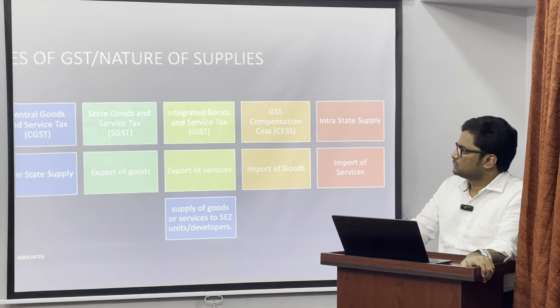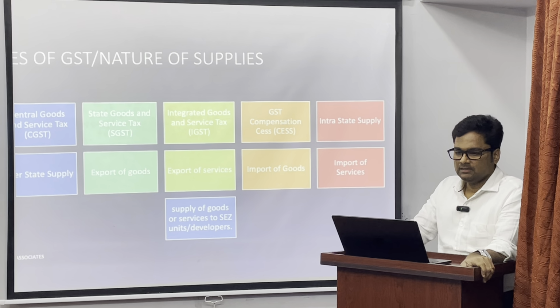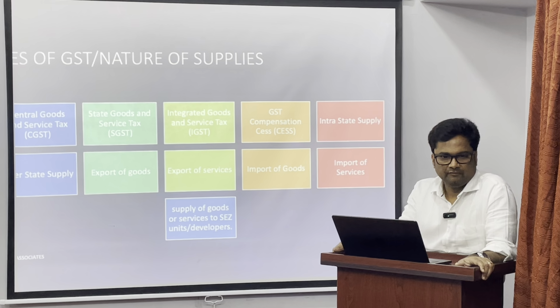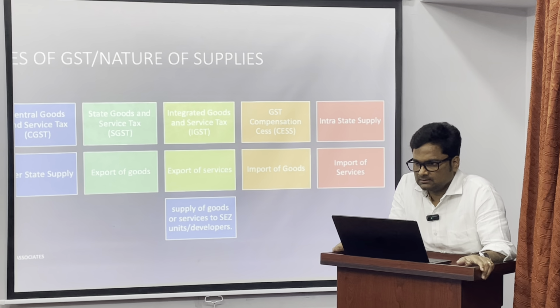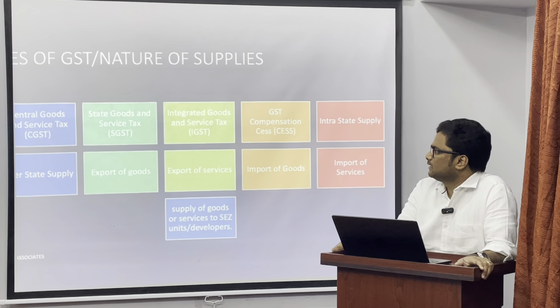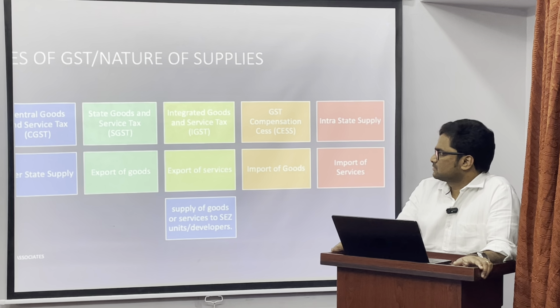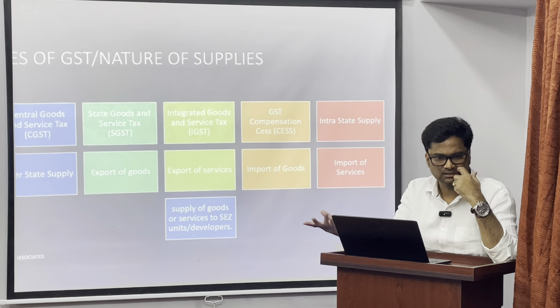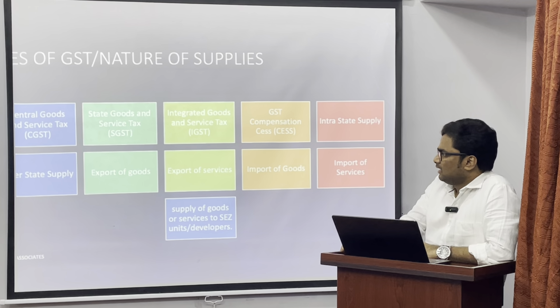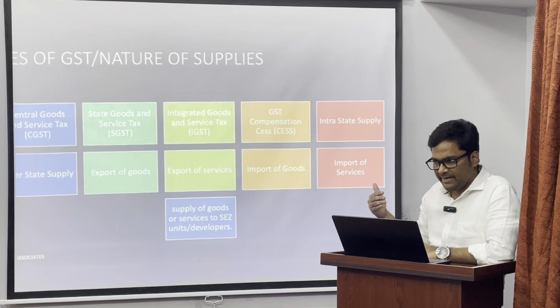Very important terms. Central goods and service tax, we discussed. Had we discussed and understood? Okay. Then state goods and service tax. We understand, no? What is this state goods and service tax? IGST. See, why I discussed all this in advance. Now we are reading.